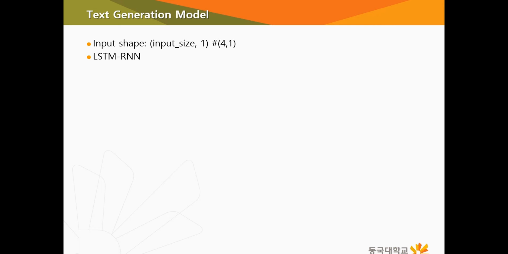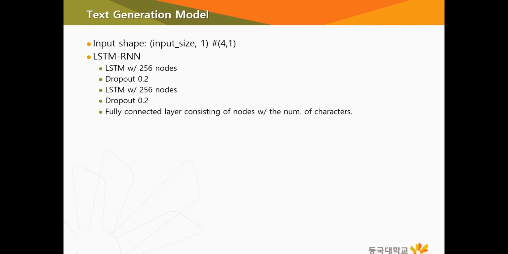And the LSTM-RNN model goes as follows. Firstly, an LSTM layer is created with 256 nodes, and dropout is applied to the layer with 20%. And then another LSTM layer is added with 256 nodes, and dropout is applied with 20%. And lastly, a fully connected layer is added, consisting of nodes with the number of characters.